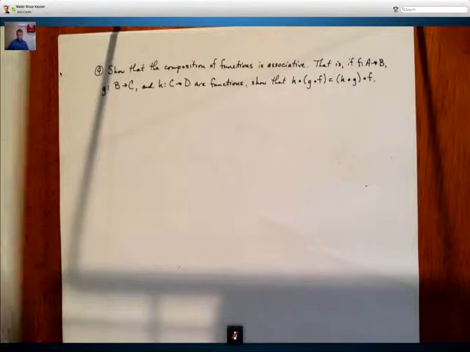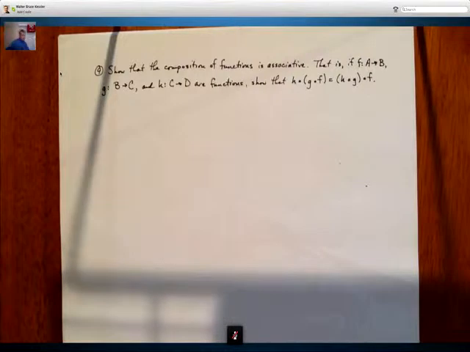Let's take a look at 9, which says, all right, show the composition of functions is associative. That is, if f is a function from A to B, g is a function from B to C, and h is a function from C to D, show that h composed with the quantity g composed with f is equal to the quantity h composed with g, composed with f.